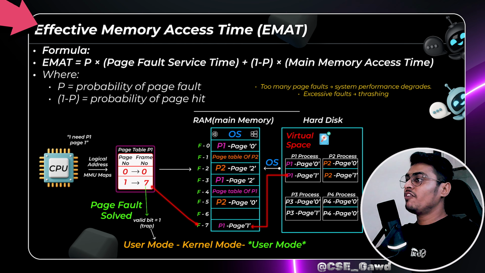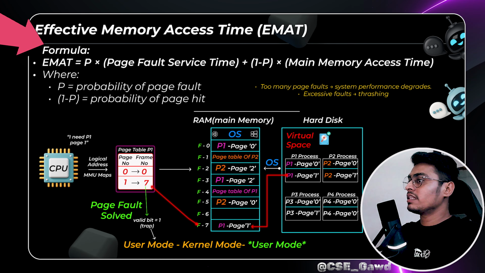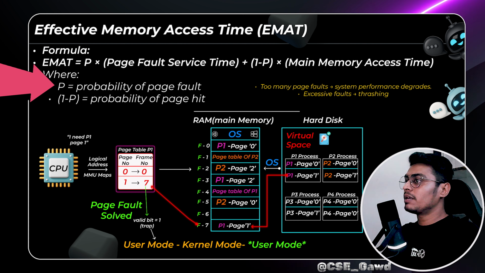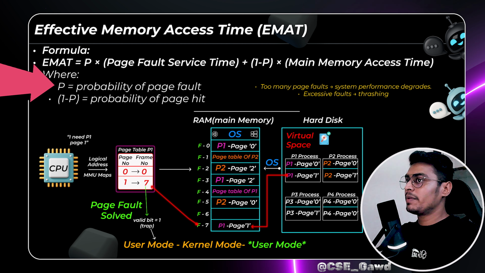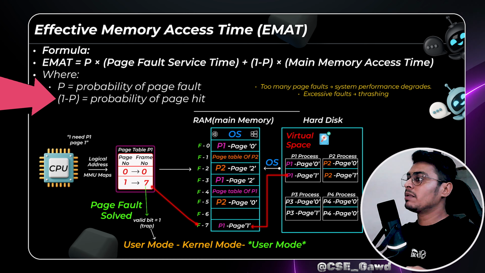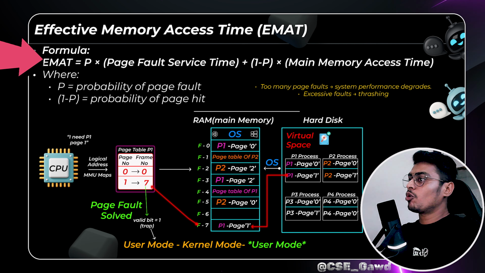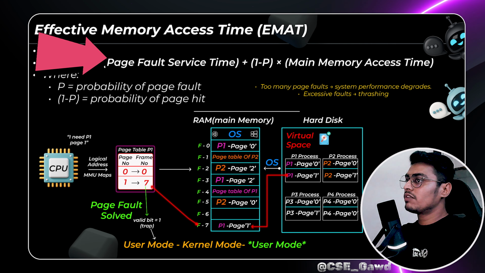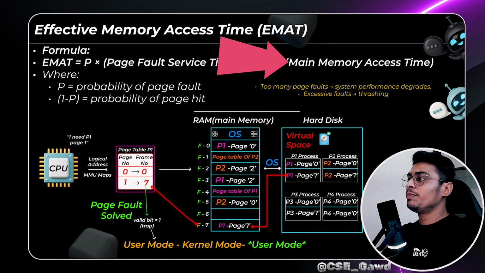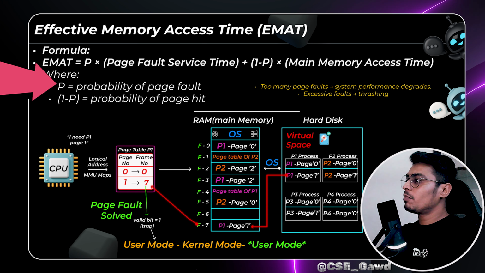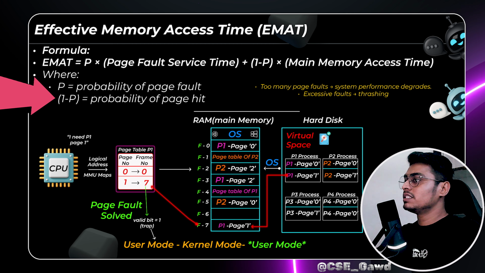Now, what is the effective memory access time of this? We can calculate the effective memory access time using probability theory. This calculation helps us understand the performance impact of virtual memory systems. If P is the probability that a page fault occurs when the CPU makes a memory request, then 1 minus P is the probability that the requested page is found in the main memory. The effective memory access time formula is P into page fault service time plus 1 minus P into main memory access time, where P is the probability of a page fault occurring, and 1 minus P is the probability of finding the page in the main memory, the best case scenario.